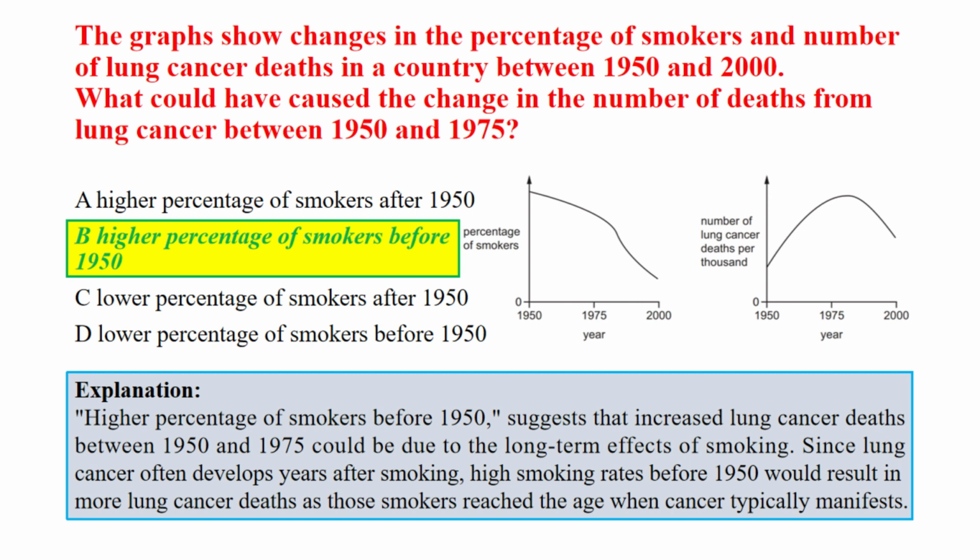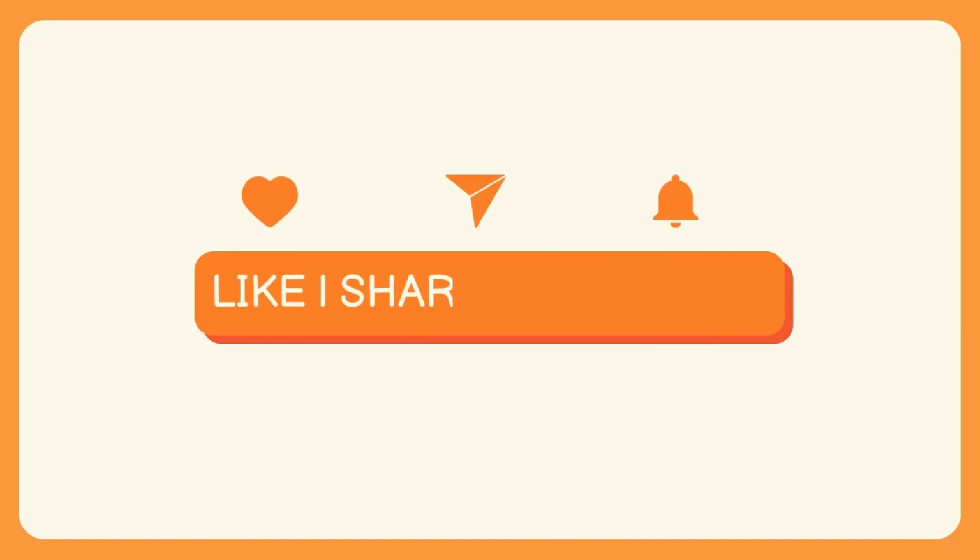The answer is B. Higher percentage of smokers before 1950. This is because lung cancer often develops several decades after smoking. If there was a higher percentage of smokers before 1950, the effects of that smoking would start to show up as increased lung cancer deaths from 1950 onward. Essentially, the health impact of smoking earlier would be reflected in rising lung cancer rates as those smokers aged and developed cancer.